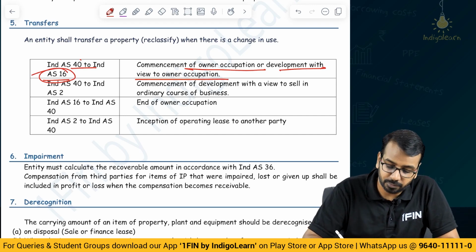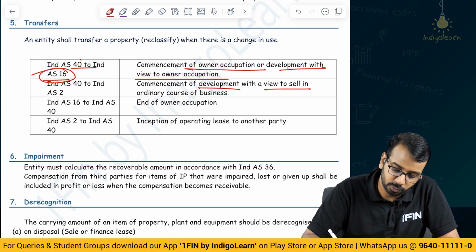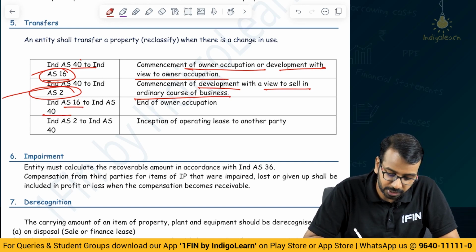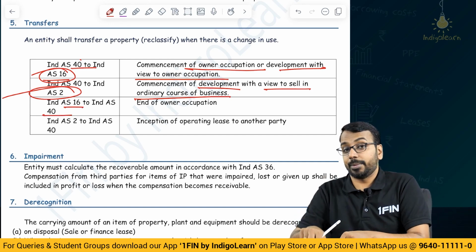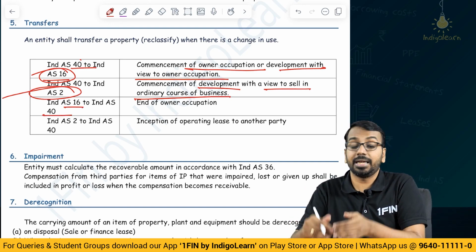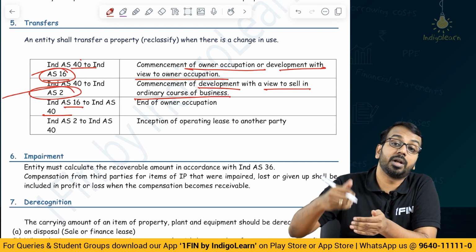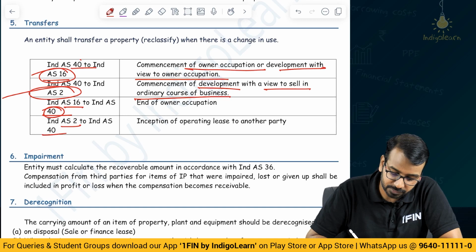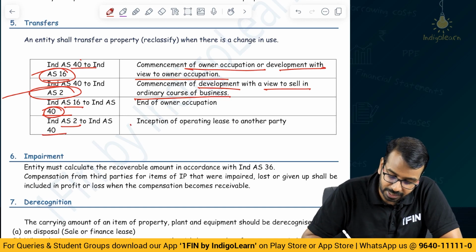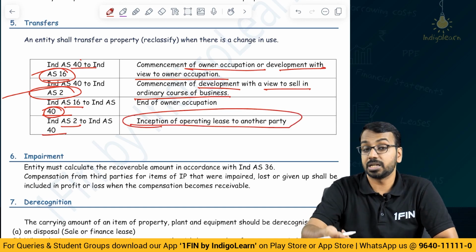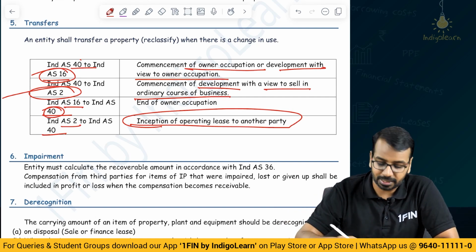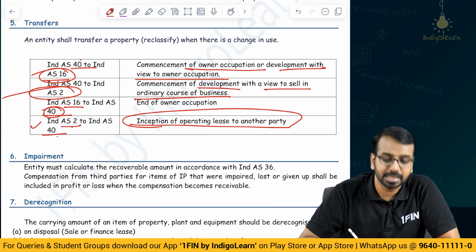Then there could be a situation where we want to develop with a view to sell it in the ordinary course of business, then it becomes inventory. From IndAS 16 to IndAS 40: it is an owner occupied property, now we have vacated that property, we want to use that property to let it out. Then in that case, you will move it to IndAS 40. Then from IndAS 2 to IndAS 40: say for example it was inventory, but now we have decided we will not sell it, but we will give it on lease to another party, then you will move from IndAS 2 to IndAS 40.